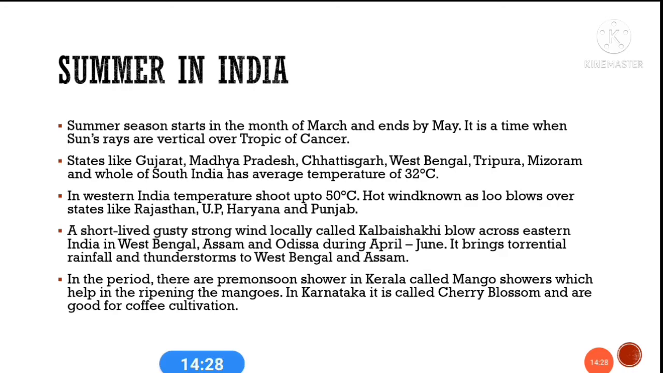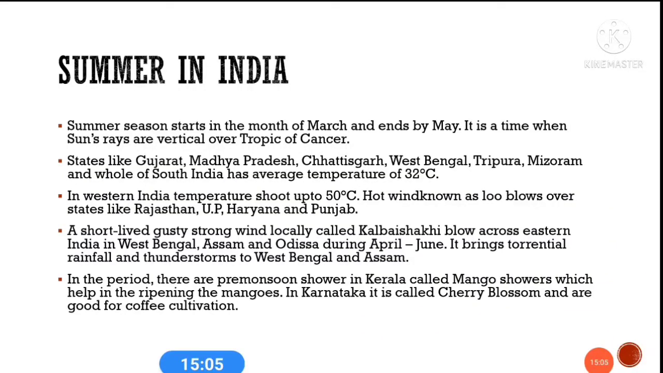During the summer season, the sun migrates over the northern hemisphere, due to which the sun is vertical over the Tropic of Cancer. In the month of March, and by the end of May, the summer season ends in India. By this time the sun is overhead over the Tropic of Cancer. Temperature increases rapidly. States like Gujarat, Madhya Pradesh, Chhattisgarh, West Bengal, Tripura, Mizoram, and the whole of southern India have an average temperature of 32 degrees Celsius.